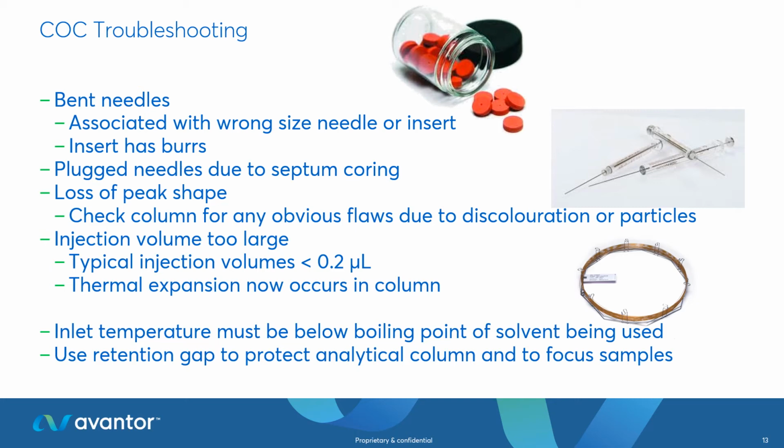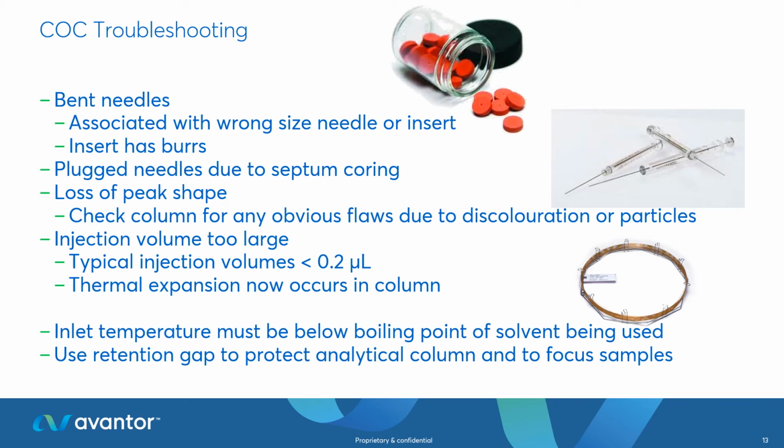The cool-on column is injecting all of the sample directly onto the column. As we inject in a liquid state, it is important to remember that there will be a substantial increase in that volume as the sample volatilizes. And so therefore the sample injections tend to be very low, typically of the order of 0.2 microliters or less. Being aware of that and keeping to those smaller volumes will ensure that we don't effectively overload the column.